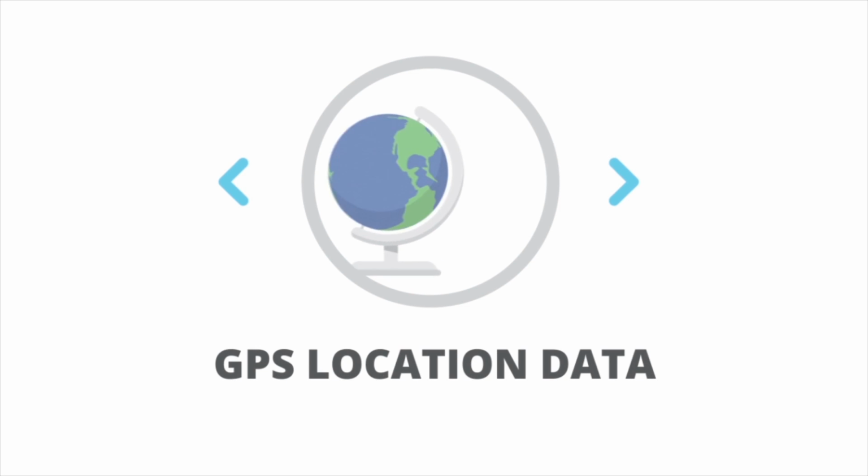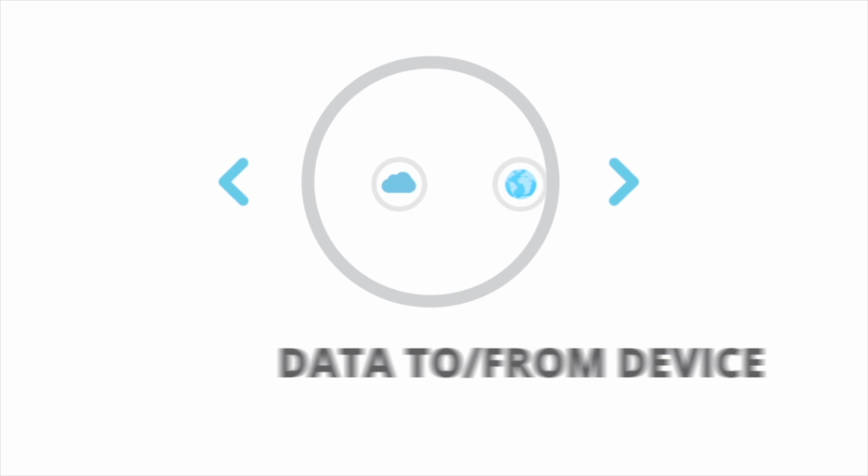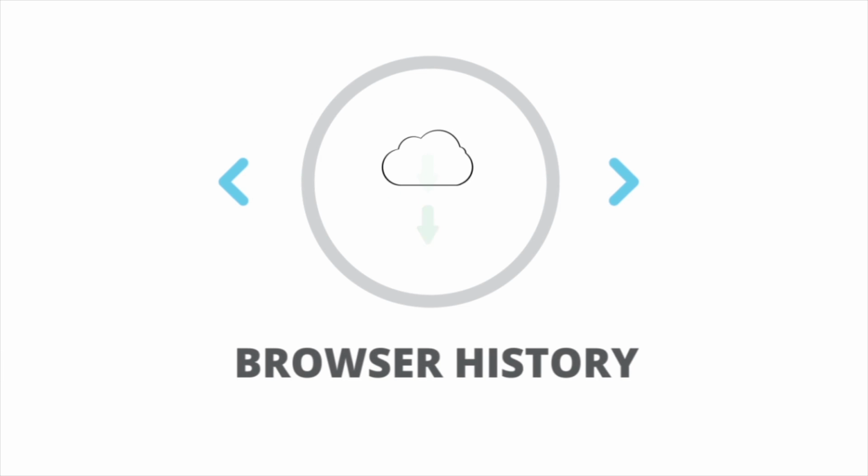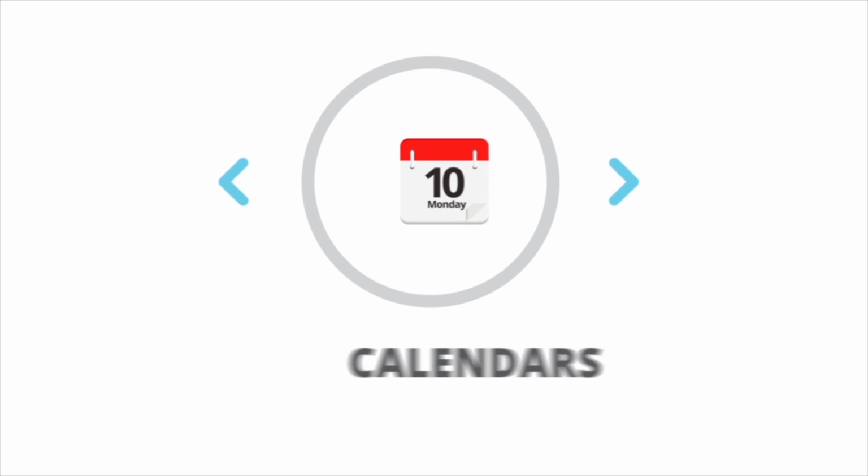What kind of information will we collect about you to make this work? We collect your GPS location data, credit card information, data sent to and from your device, browser history, contacts, and calendar. We do not, however, access your camera.